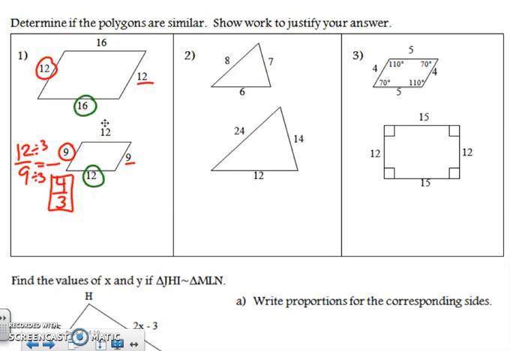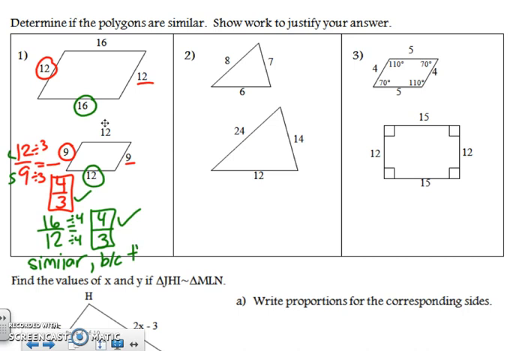Okay, so I went large to small before, so I need to do that again and do 16/12. So if I divide each of those by 4, I should get 4/3. So hey, it worked out. I had the same proportion. Okay, so those two shapes are going to be similar. Again, I didn't check all sides because I knew opposite sides were the same. So they're similar because they have the same scale factor.